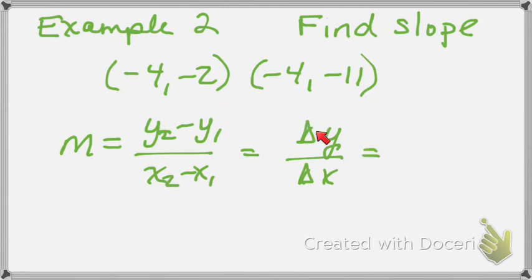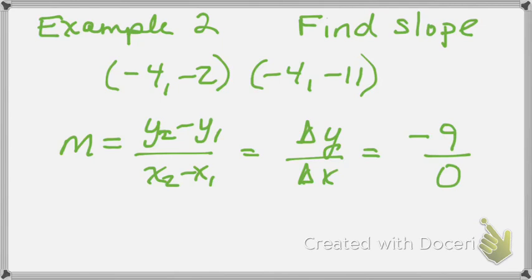So the change in your y values, you're going from -2 to -11, and so Dylan says that's down 9. Is he right? If you start at -2 and you go to -11, you're going down 9. Okay, how about the change in x? If you go from -4 to -4. Oh, what's -9 divided by 0?